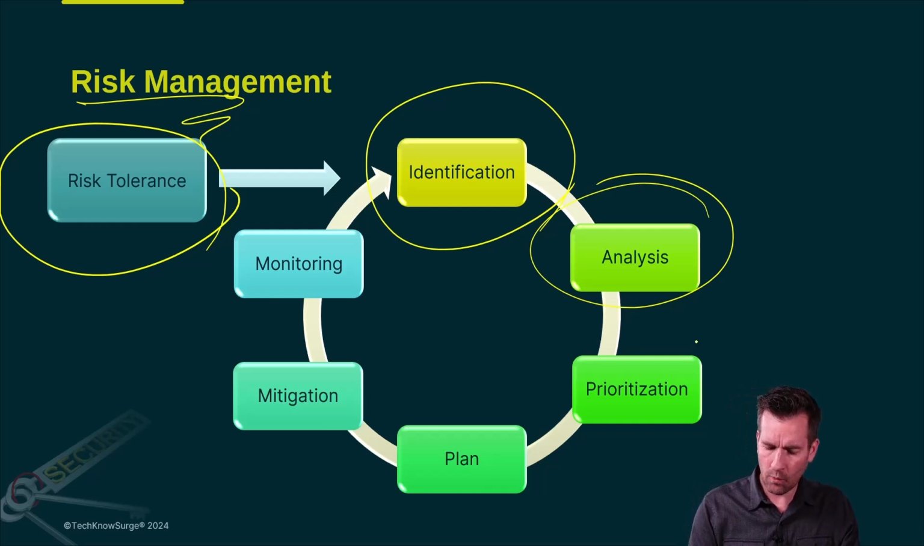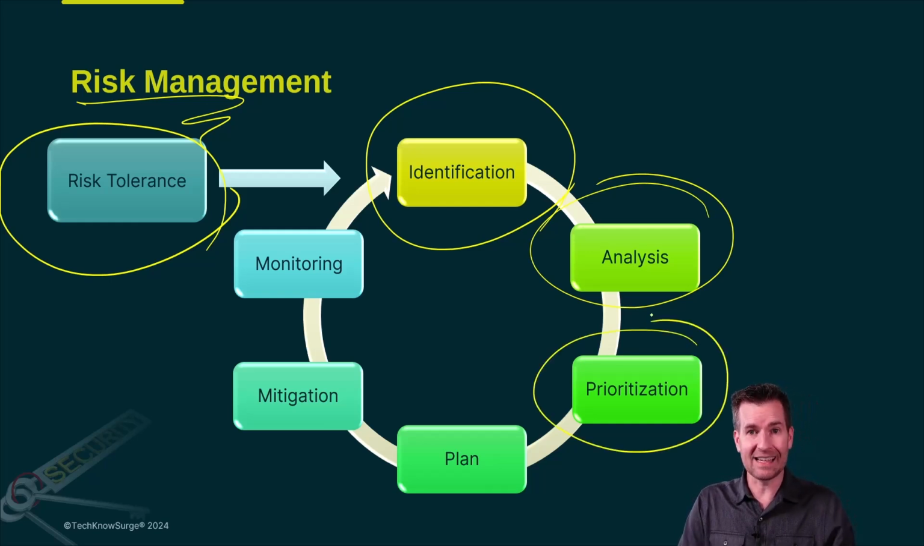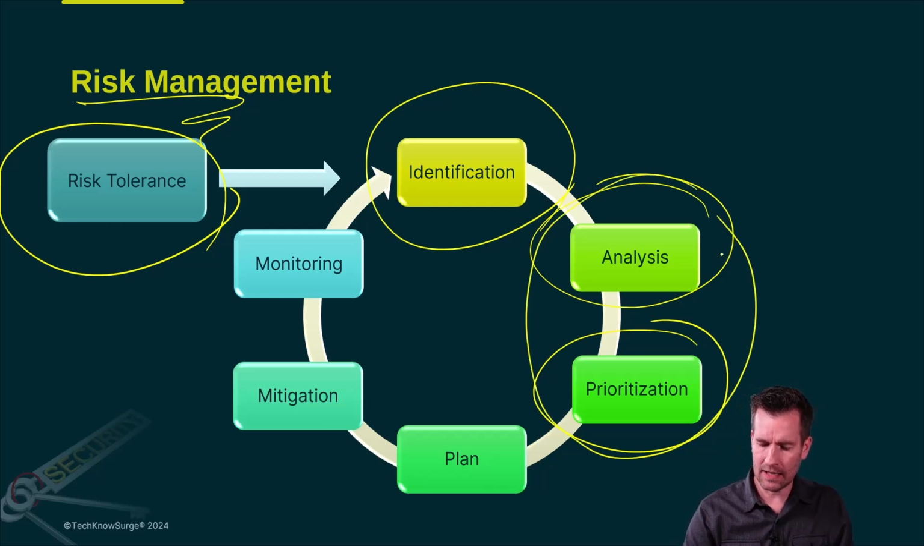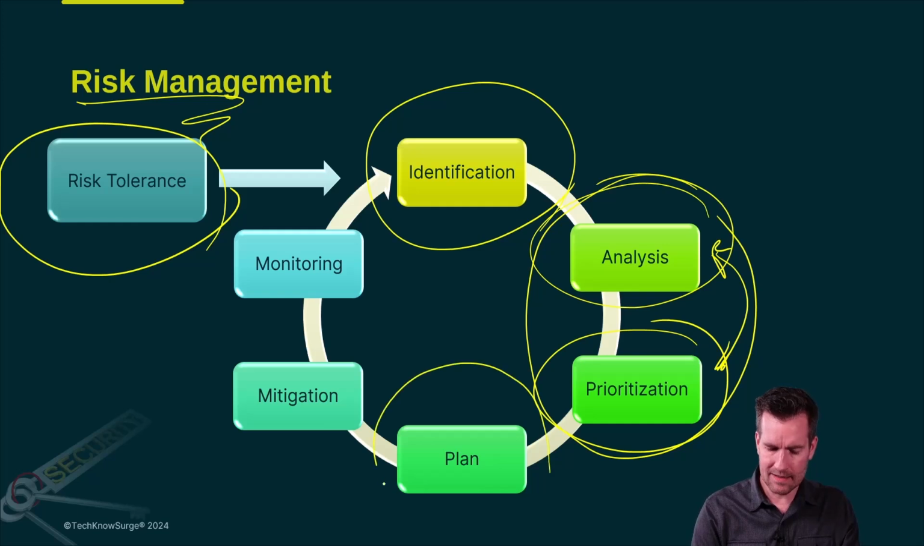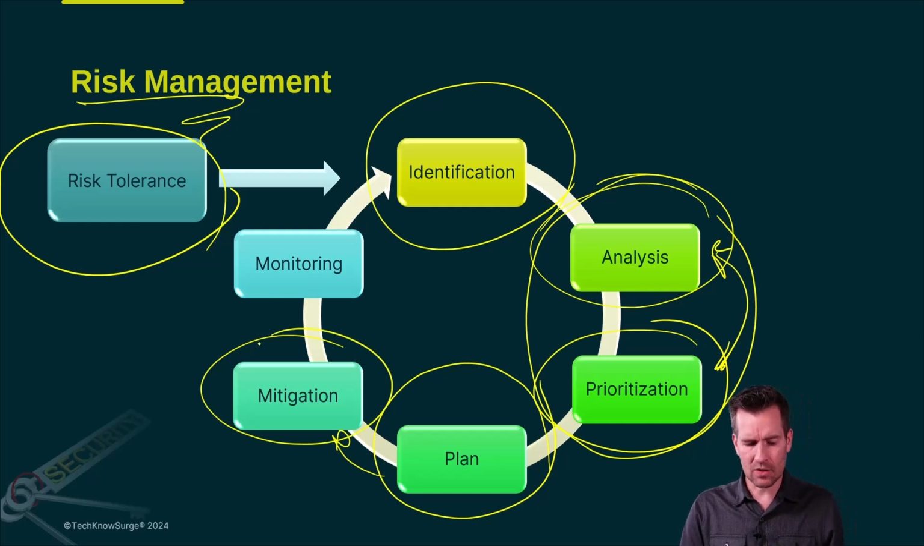And essentially what we're going to do is start prioritizing those risks. And I like to think of the analysis and the prioritization as happening at the same time. There's some back and forth that happens there to really prioritize which risks we should fix and which ones we should tackle first. And then from there, we're going to create some sort of plan, and then we'll implement that plan for the mitigation. So there's going to be a mitigation part of this.